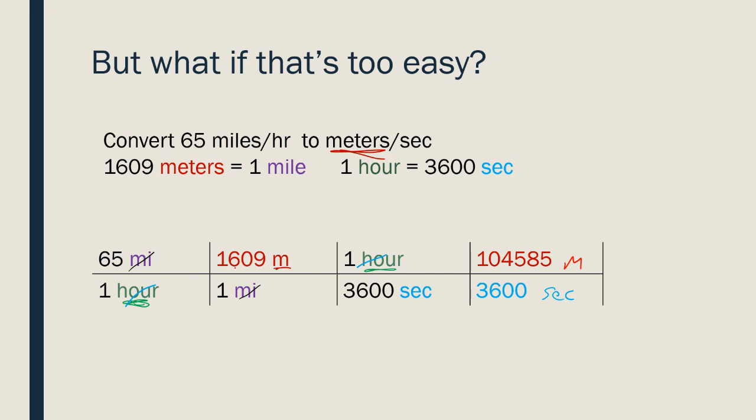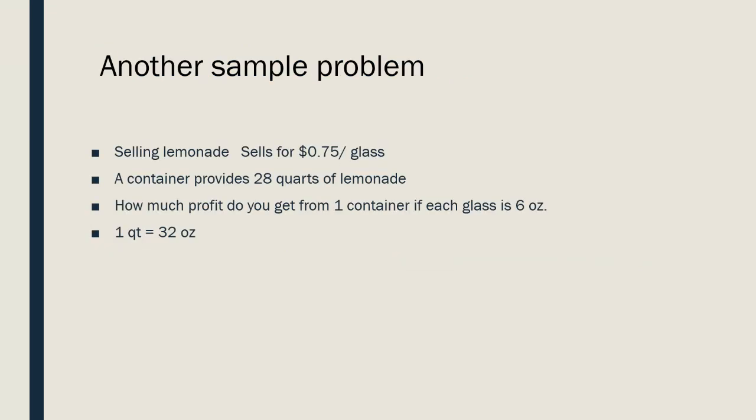So you multiply 65 times 1609 times 1, and you get 104,585. 1 times 1 times 3,600 is 3,600. And then you divide those, and you get 29 meters per second. So it still works the way we've been doing it. You need to cancel by going opposite. But because this is sort of a two-stage one, you want to have the hour cancel by going opposite on the top instead of what we've been doing up till now, where we always put something on the bottom to cancel. I hope that makes sense.